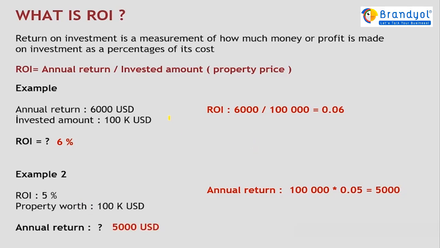So what we did here, we gave you two examples. In the first example, you know the annual return and you want to calculate your ROI, so you divide the annual return by the invested amount. In the second example, you have the rate of return and the property price, but you want to know how much annual return you will get. In this case, we multiply $100,000 by 0.05 and we get our yearly return.